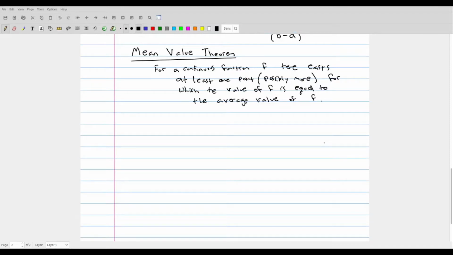So let's say we have that point. You can go through and solve for that point if you have the average value. So we'll call this point xi. This means that at this point, the value of the function at xi is equal to the average value of the function, or the integral or accumulation of the function divided by the size of the interval.